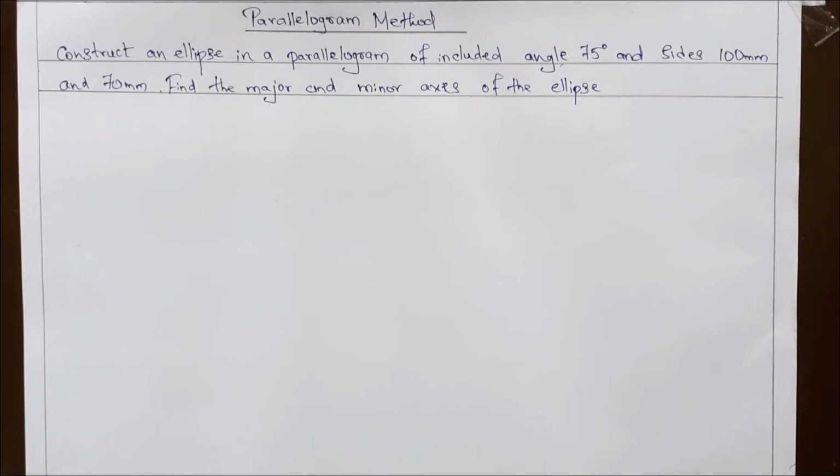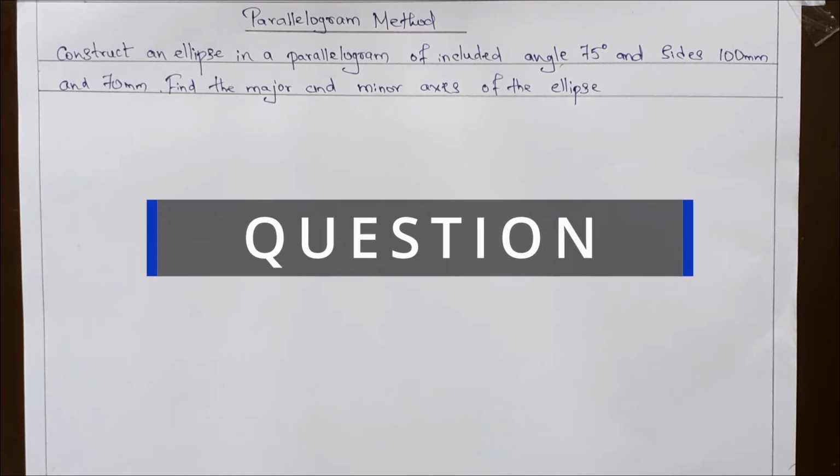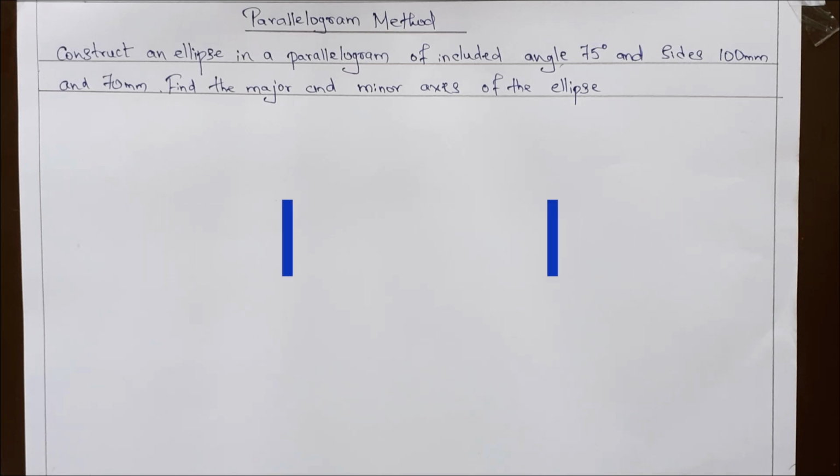Drawing the ellipse by parallelogram method. So let's read out the question. Construct an ellipse in a parallelogram of included angle of 75 degree and sides 100 mm and 70 mm. Find the major and minor axis of the ellipse.